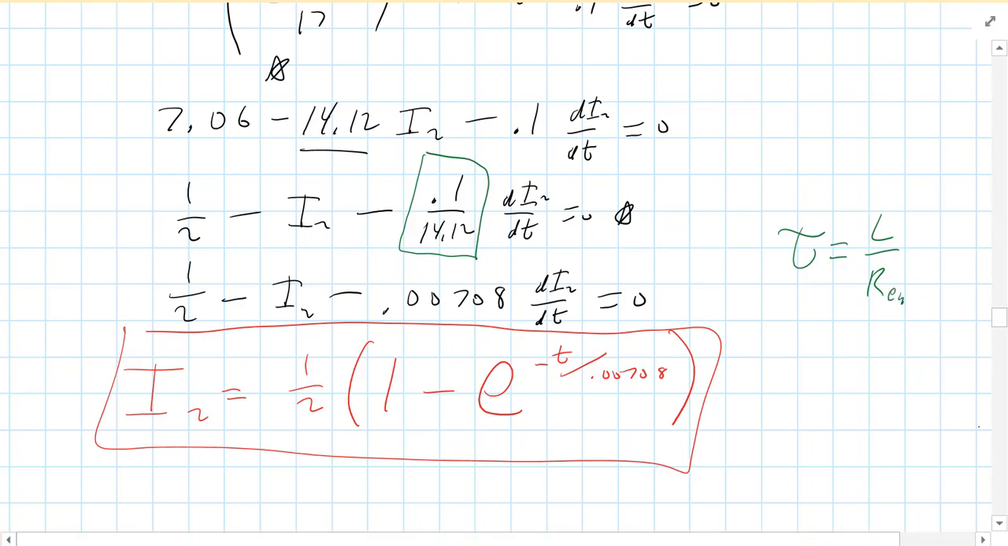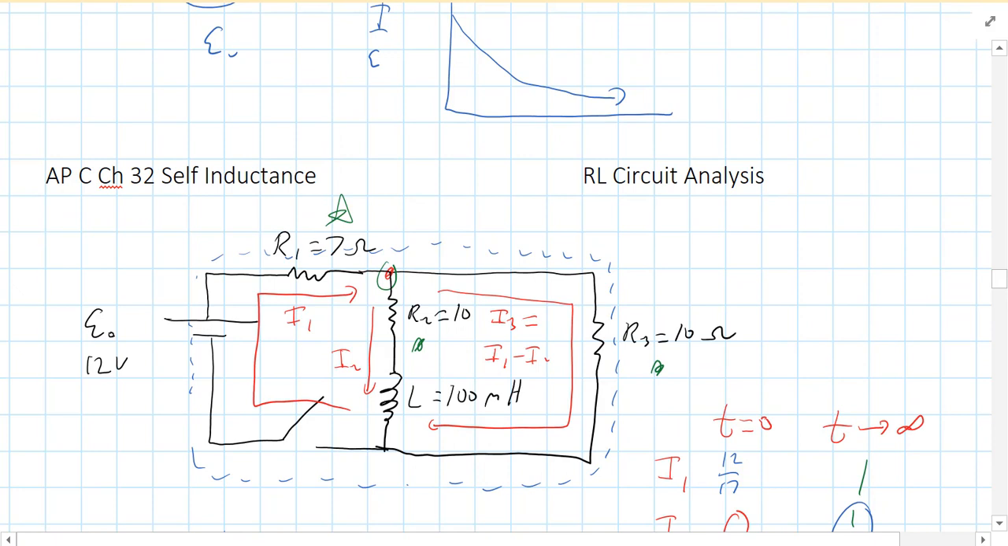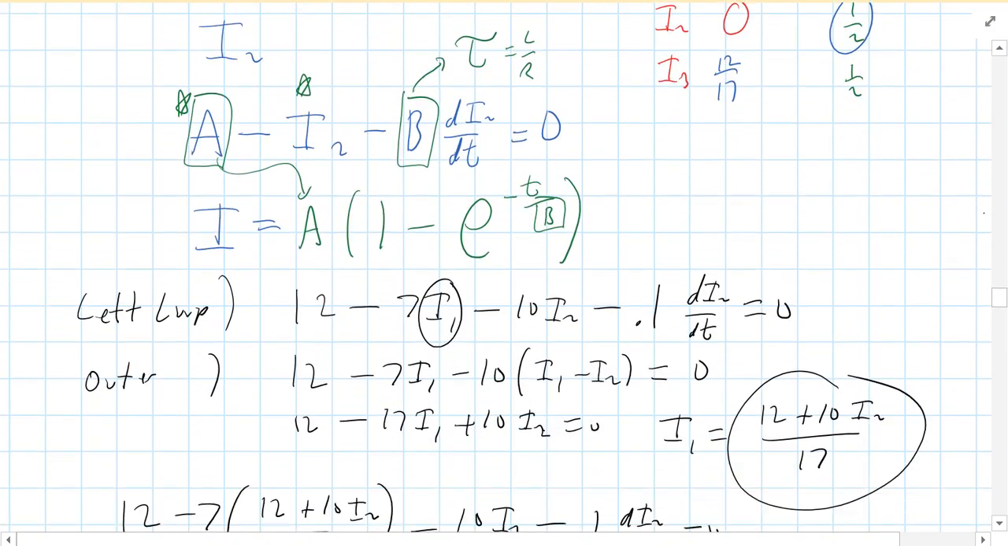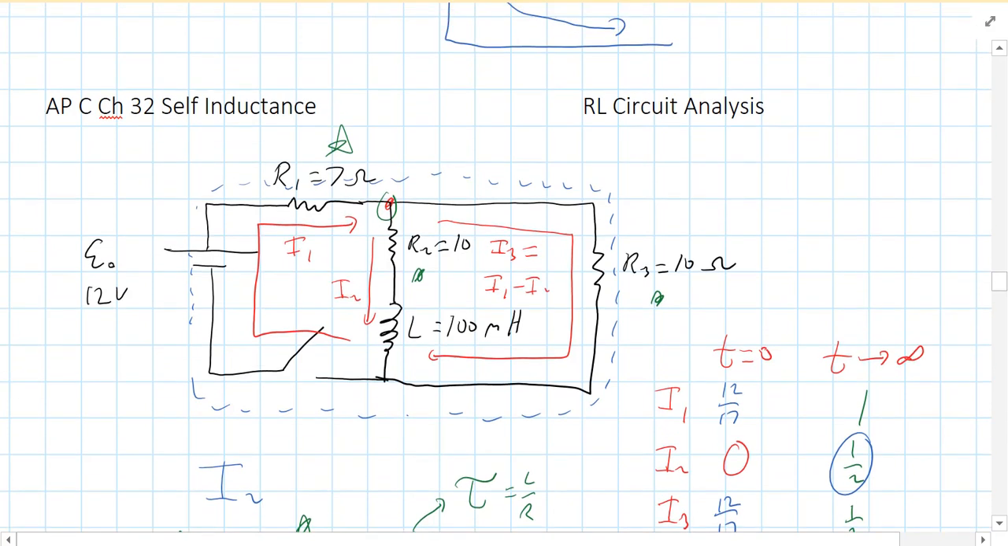Well, that's REQ, but you have to be careful. It's not REQ for the battery. The battery sees the 7 ohms, and then it sees these two in parallel, which is 5, so that's 12, right? That's not 14.12, right? So where does the 14.12 come from?